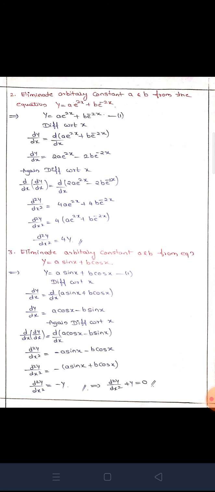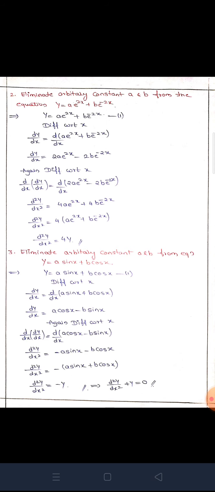So dy by dx is equals to differentiation of a e raised to 2x plus b e raised to minus 2x. Differentiate the above equation. So here a is a constant term, so it will remain as it is. But what is the differentiation of e raised to 2x? You have to write 2 first. So you can write it as 2a e raised to 2x. Then plus into minus, you are getting minus 2b e raised to minus 2x. This is nothing but your dy by dx.